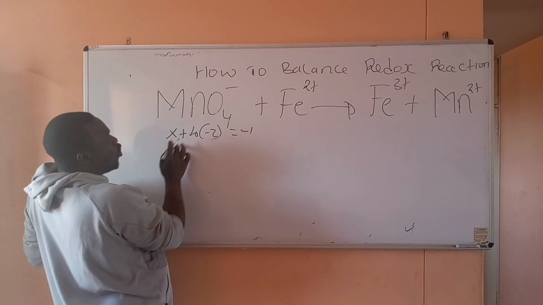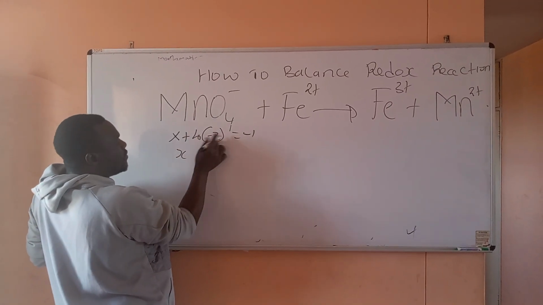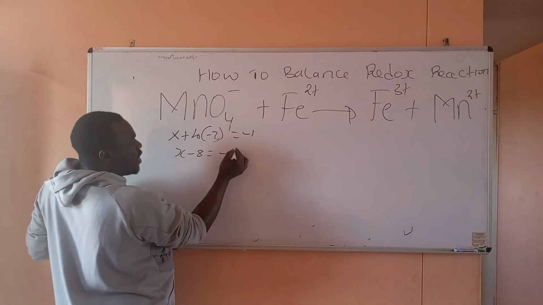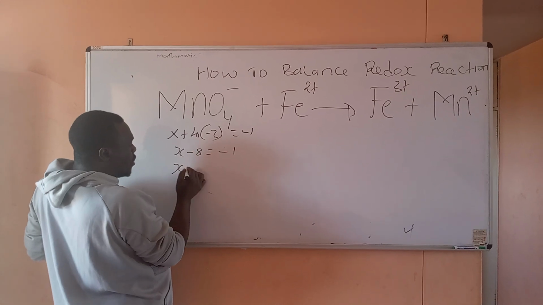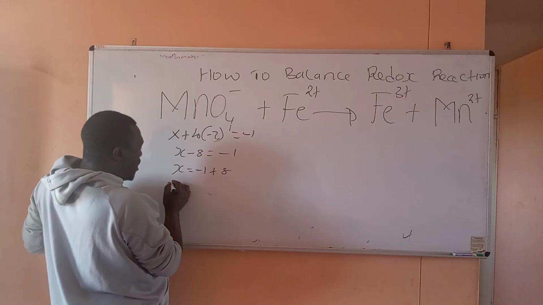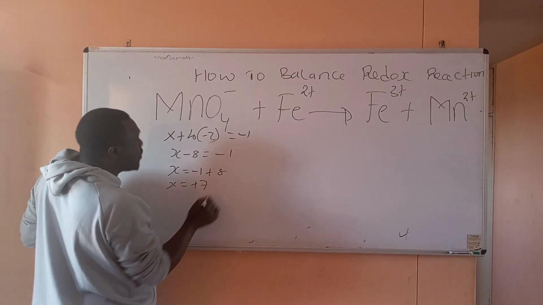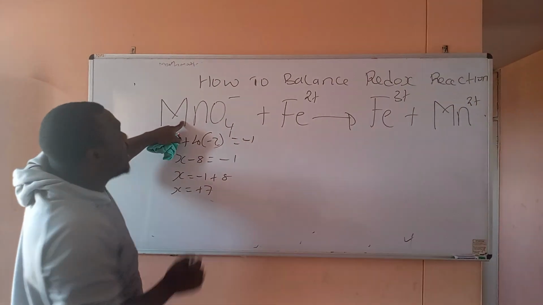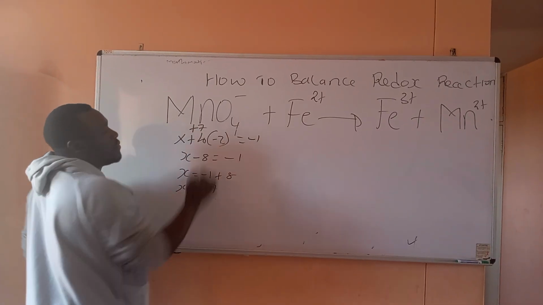So it will be x minus 8 equals -1. X will be equal to, carrying this one to this side, -1 plus 8. X will be equal to +7. So the oxidation number for manganese here is +7.